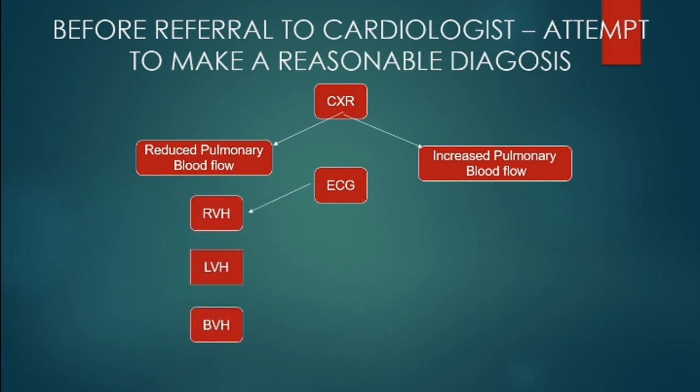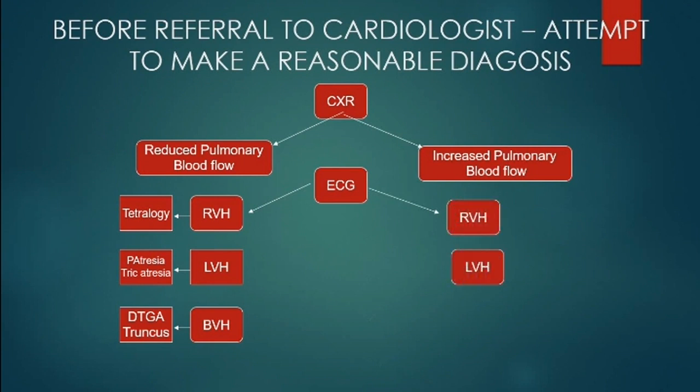So, right ventricular hypertrophy with reduced pulmonary blood flow may be in cases of Fallot. Left ventricular hypertrophy with decreased pulmonary flow may appear in pulmonary or tricuspid atresia. Biventricular hypertrophy with reduced pulmonary blood flow may represent TGA and Truncus. Right ventricular hypertrophy with increased flow is diagnostic of total anomalous pulmonary venous drainage, or also TGA with overflow, especially if I have a VSD or a PDA.